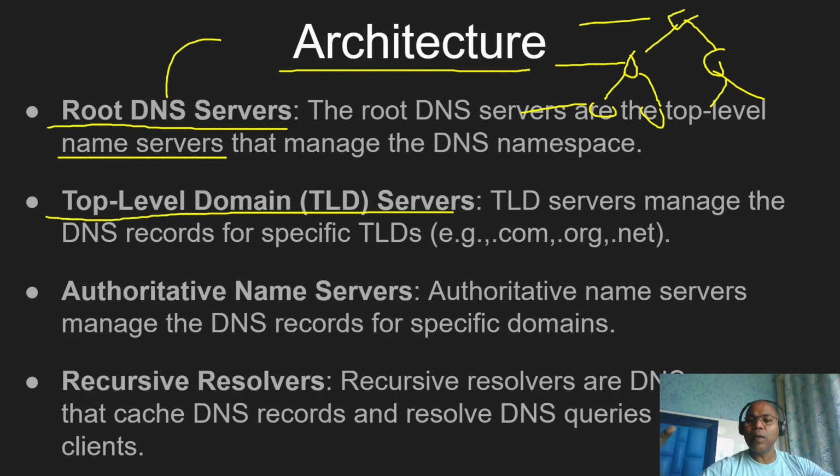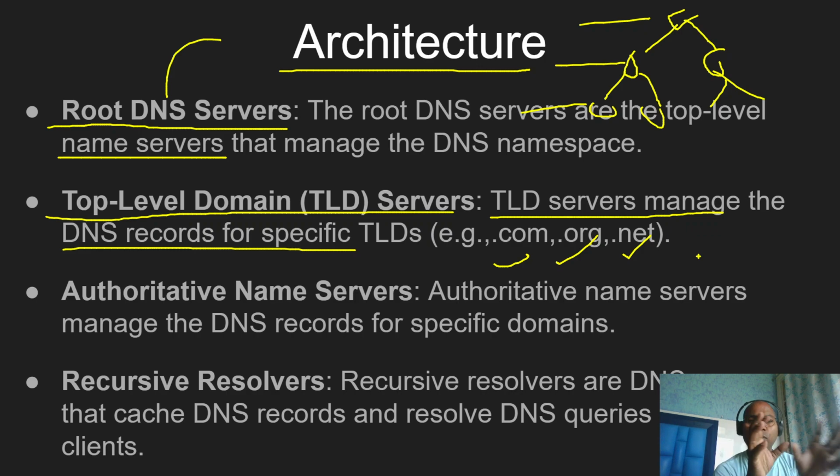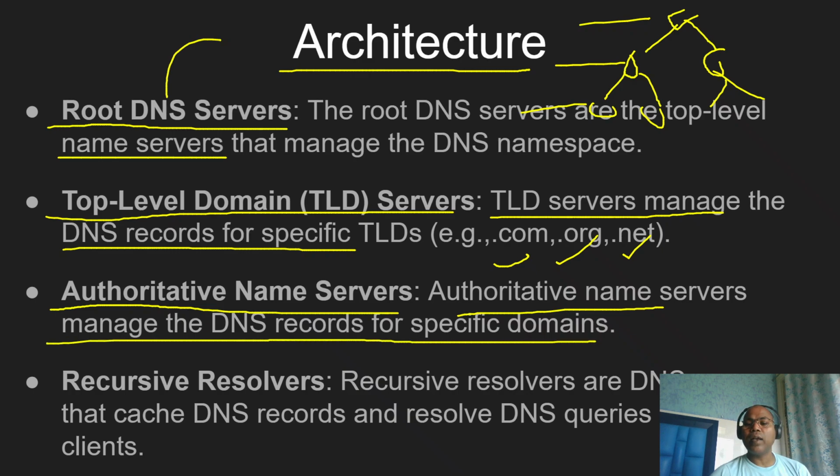Similarly, we have the top level domain servers, the TLD servers, that manage the DNS records for a specific domain like .com, .org, .net, .in. In a domain name there are lots of labels associated, like the label Facebook.com. But the top level is what you are going to access, not the root. The root just manages the top level, then subdomain, then subdomain. So these are the hierarchical architectures. And sometimes we have an authoritative name server. Authoritative name servers manage the DNS records for a specific domain.